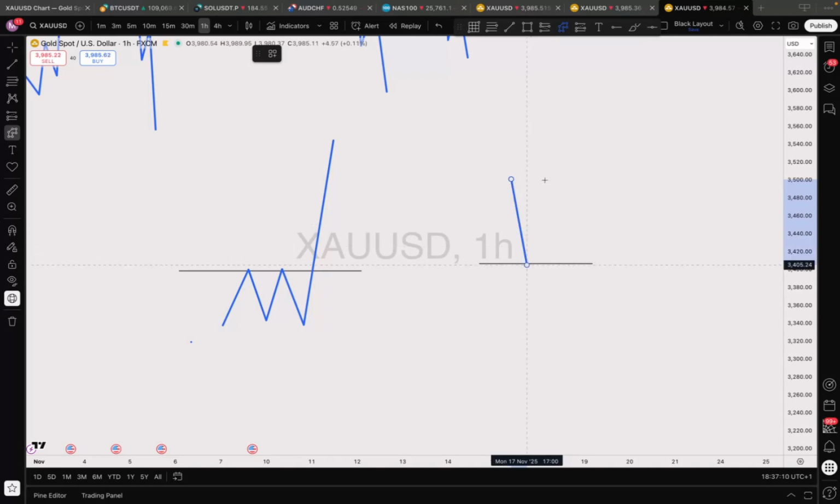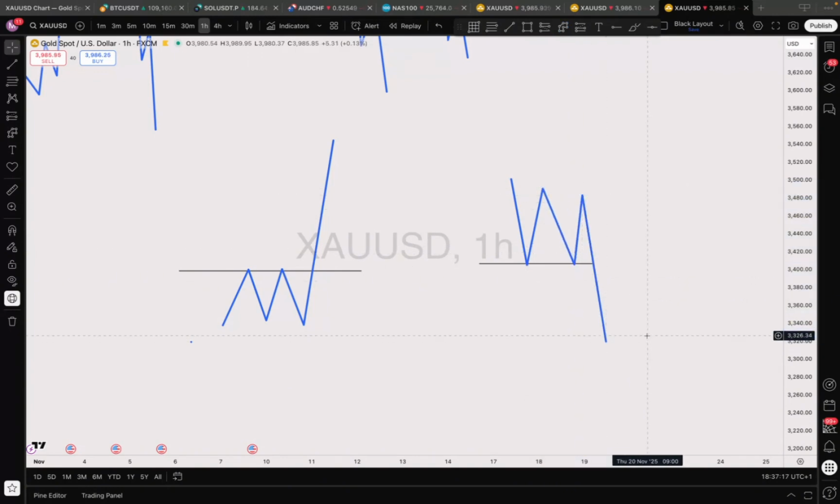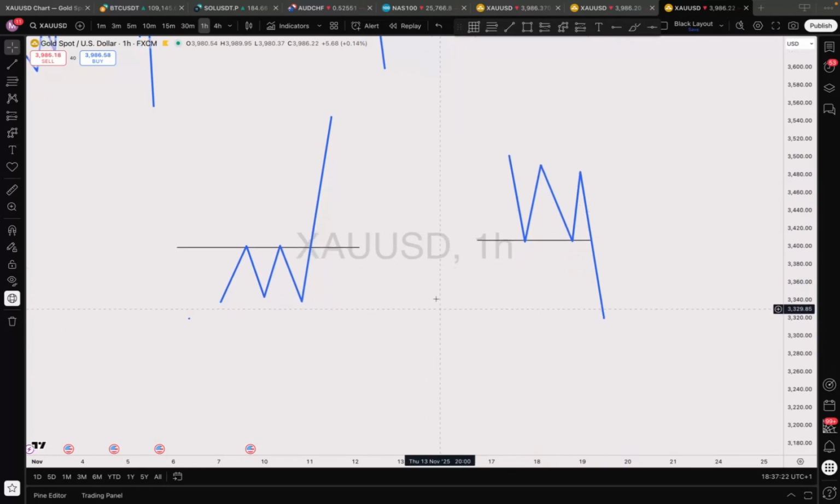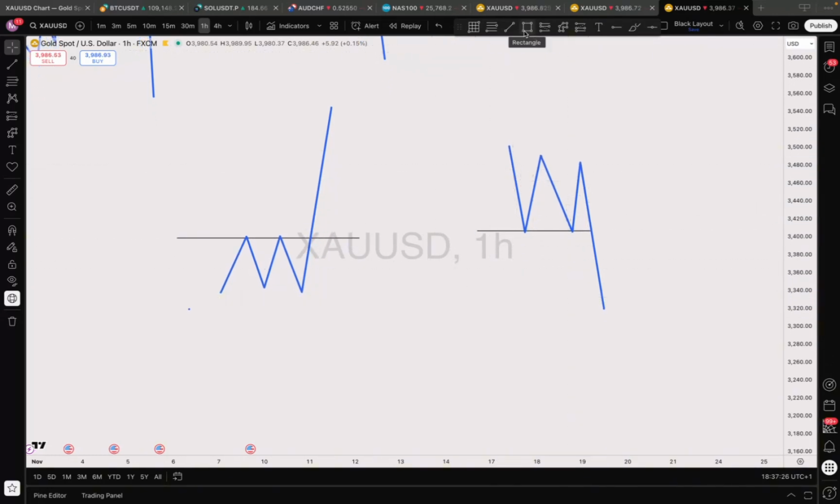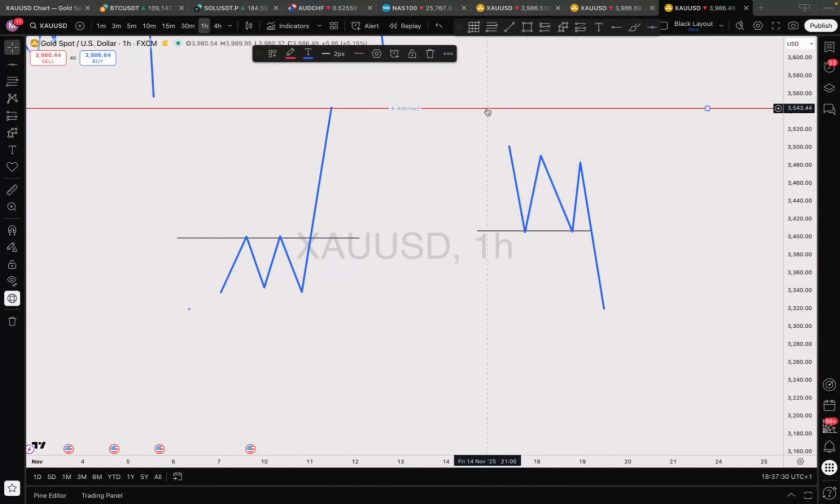That means if price tested this area multiple times before breaking it to the downside, that area automatically becomes a resistance to me. When it comes to support and resistance, it's not just an area where you draw any line, because I've seen people just go to their charts and start drawing any line. That is not how to draw your support and resistance.